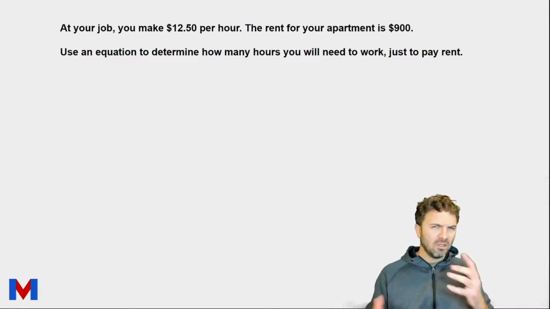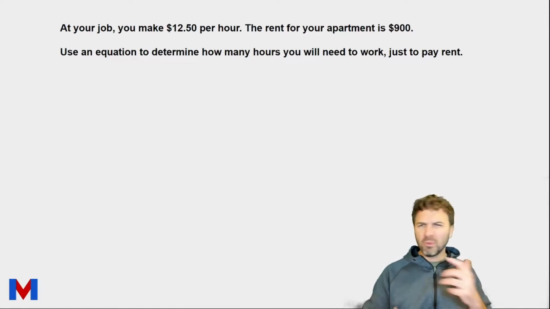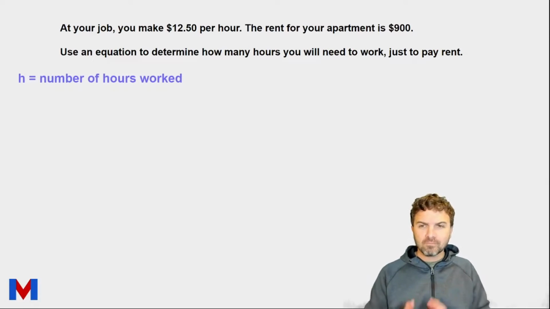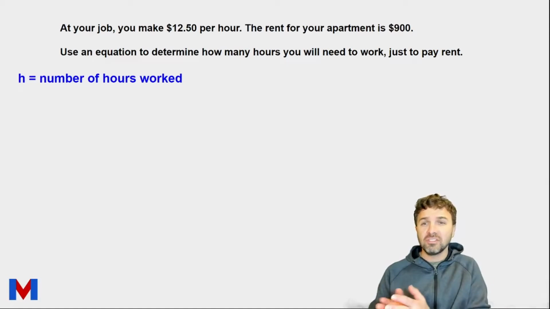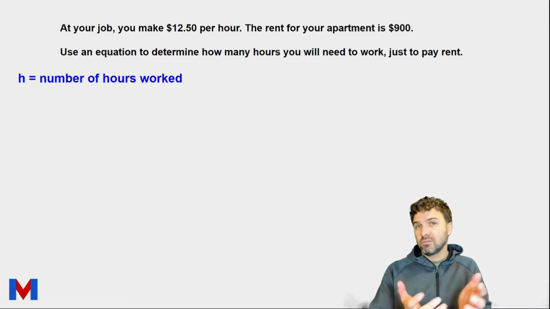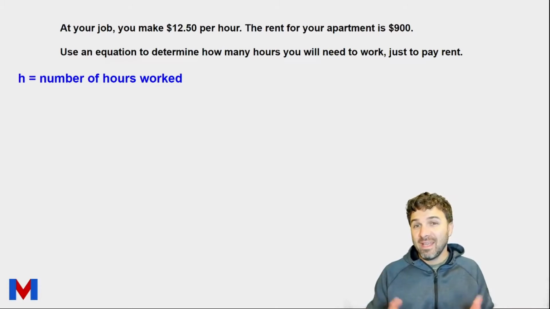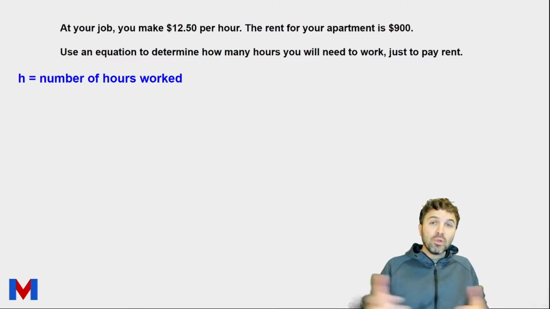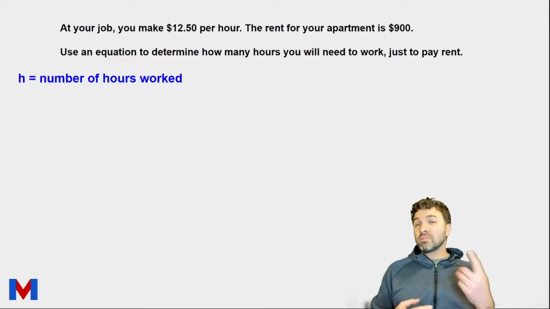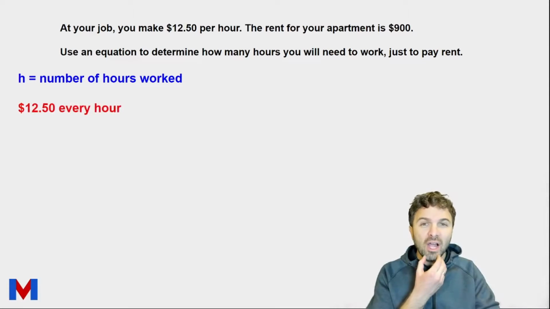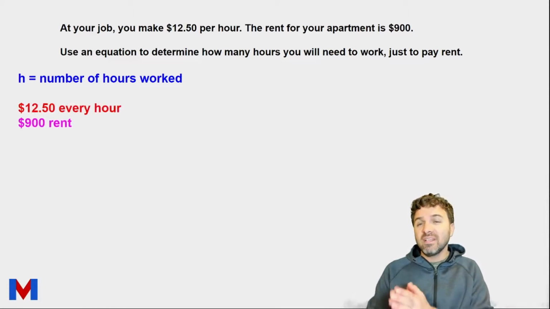Okay, well, let's start off with what do we know here and what do we not know? We don't know the amount of hours. That's what we need. That means there's going to be a variable there. I'll use H for the number of hours that I work. I could use W, I could use N, I can use L. It really doesn't matter what I use. It's all going to represent the same thing, which is the number of hours worked. All right, we also know there's $12.50 per hour, and we also know that the rent is $900.